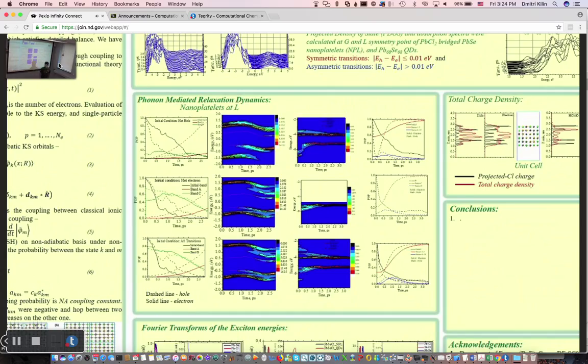With time, in these cases we chose only the transitions that create the hot hole. That's why the hole energy is higher than the electron energy, and with time the electron is relaxing. It started to relax into the frontier orbital at 1 picosecond, and after about 2 picoseconds, the whole population is transferred to close to the frontier orbitals.